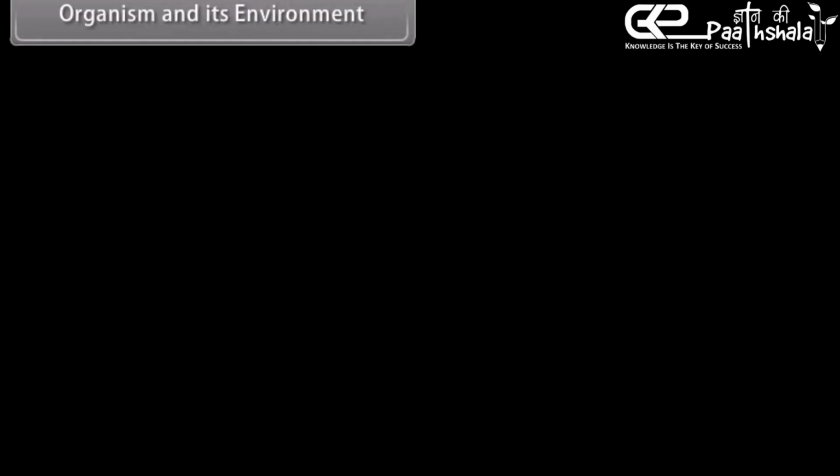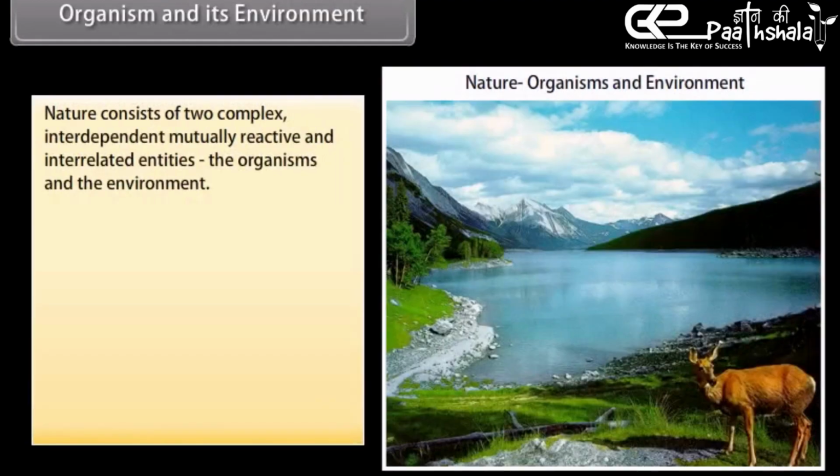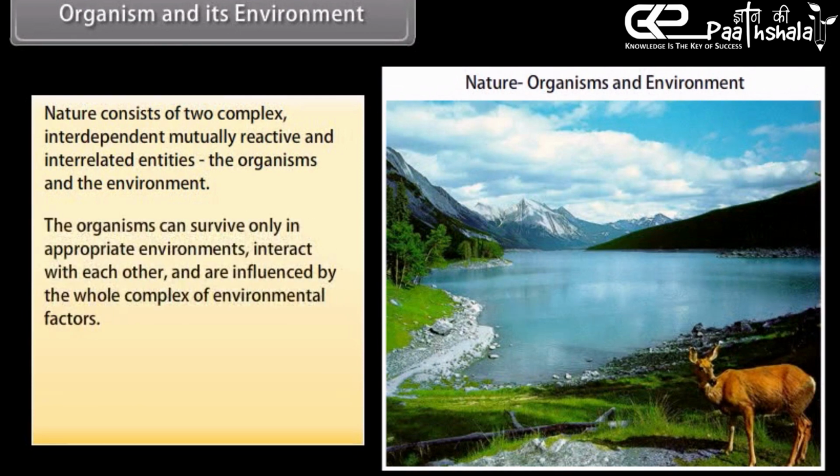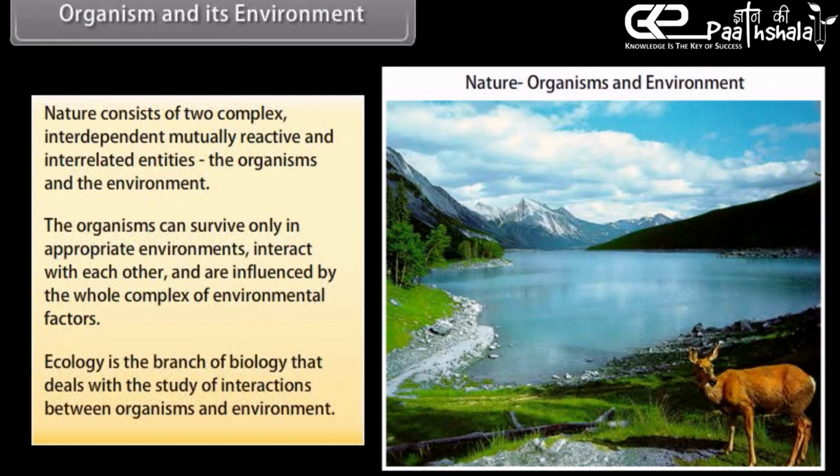organism and its environment. Nature consists of two complex, interdependent, mutually reactive and interrelated entities, the organisms and the environment. The organisms can survive only in appropriate environments, interact with each other, and are influenced by the whole complex of environmental factors. Ecology is the branch of biology that deals with the study of interactions between organisms and environment.